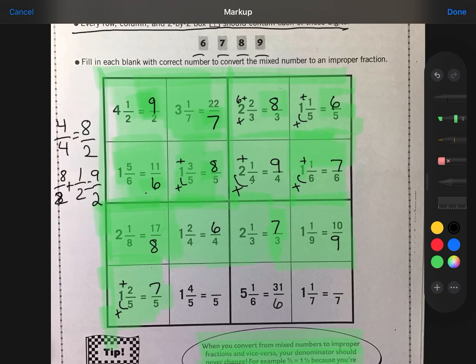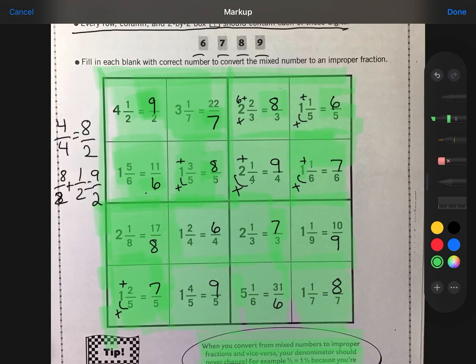5 times 1 is 5. 5 plus 4 is 9. And then we already have this one complete. So 7 times 1 is 7, plus 1 is 8. Okay, so we have 6, 7, 8, and 9.